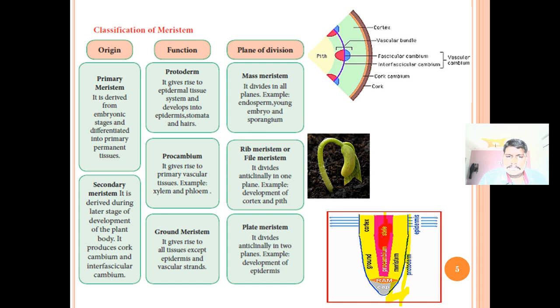Then plate meristem. If you take a plate meristem, plate meristems also divide anticlinally, but the plane of division is in two directions. Okay, so a very good example for plate meristem is epidermal development.